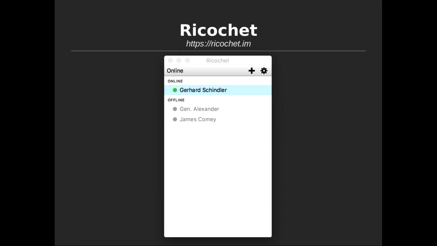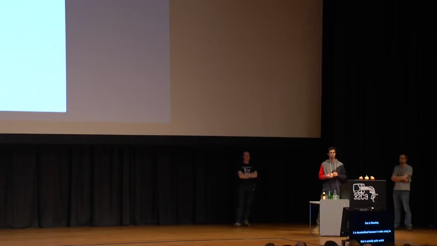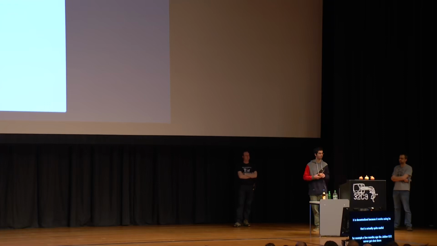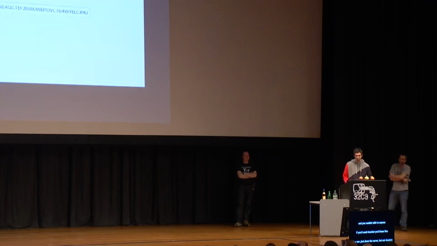That's actually quite useful because, for example, a few months ago the Jabber CCC server got shut down for a few days, and you couldn't talk to anyone basically. But if you used Ricochet, you were fine, because they can shut down the CCC server, but they probably can't shut down the whole Tor network so easily. It also has a nice, slick UI, which is quite refreshing if you're used to the usual UI of the open source world. You can download it from that web server there.